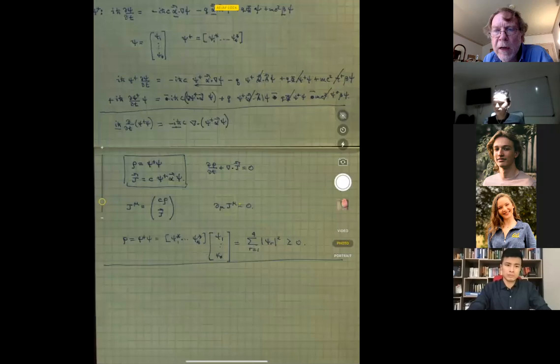So it's not the same thing. It's not the same thing, nor is it a sum of Klein-Gordon probabilities, like one for each component. It's more complicated than that. All right.